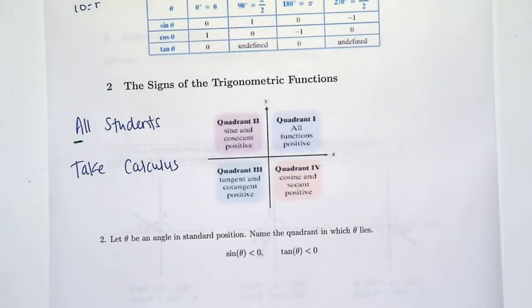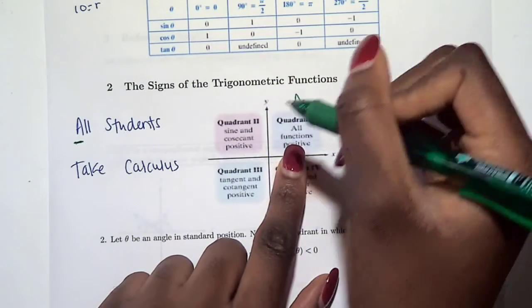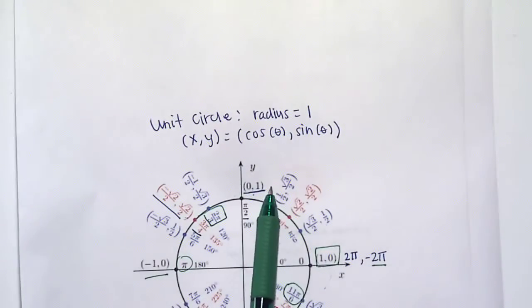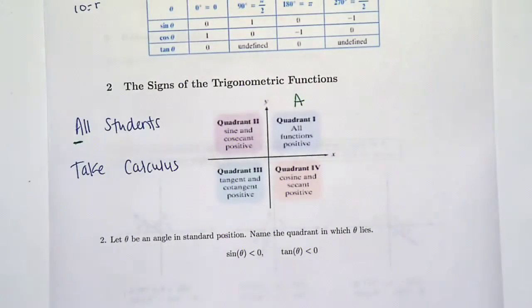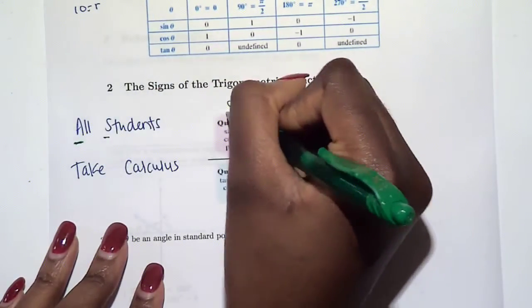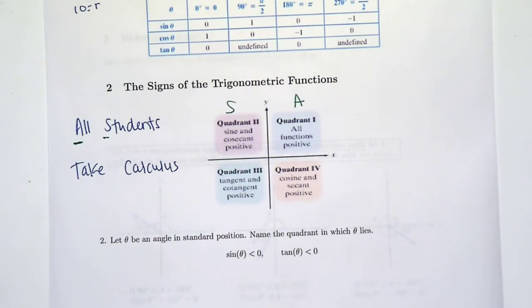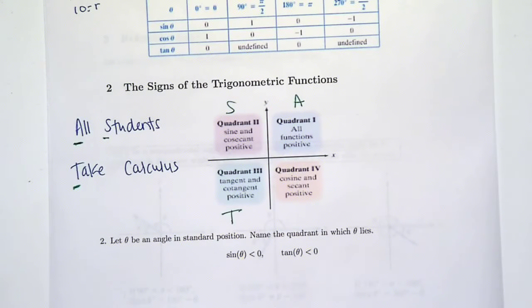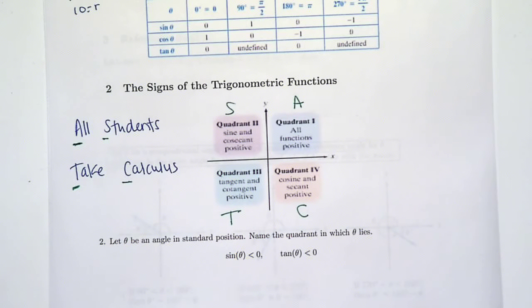A is for all. So that tells us in the first quadrant, all trig functions are positive. Right? So in our first quadrant, all of our answers here are positive. Next is S. So in the second quadrant, sine and its reciprocal cosecant are positive. So only sine and cosecant are positive in the second quadrant. Third quadrant is T for tangent. Tangent is positive in the third quadrant, so tangent and cotangent. And then finally, C is for calculus. Cosine and its reciprocal secant are positive in the fourth quadrant. Okay, so this can help us later in life, but let's talk about how to use it now.